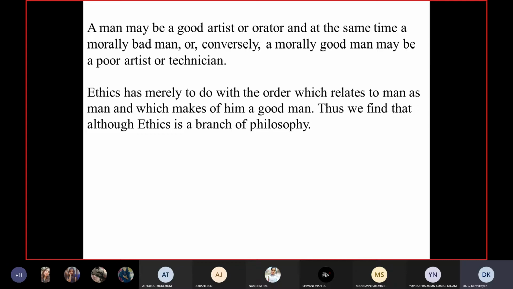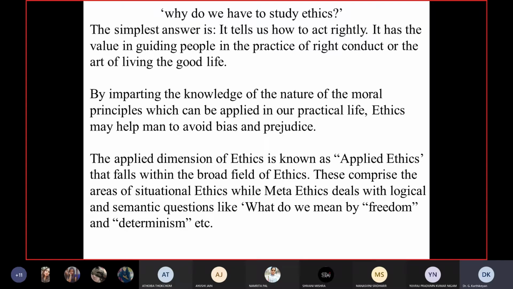Ethics has to do with the order which relates a human to a human, which makes him a good human. Thus, we find that although ethics is a science, it is also a branch of philosophy. So why do we have to study ethics? The simplest answer is that it tells us how to act rightly.